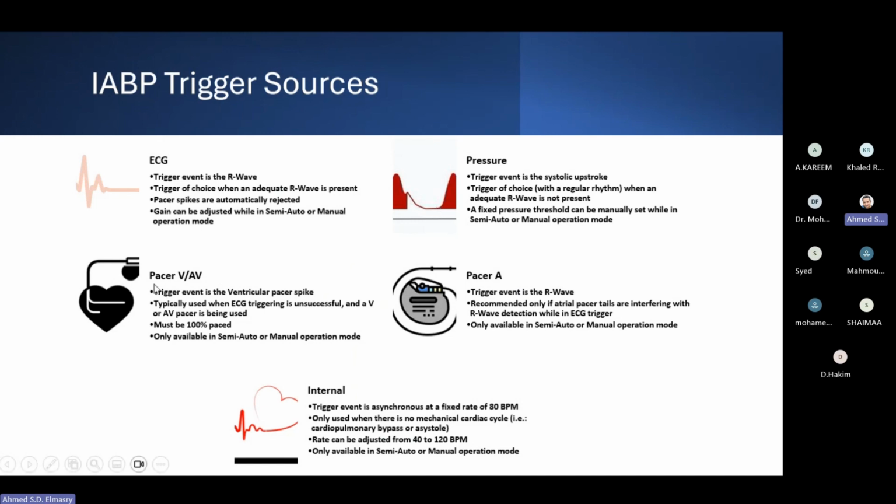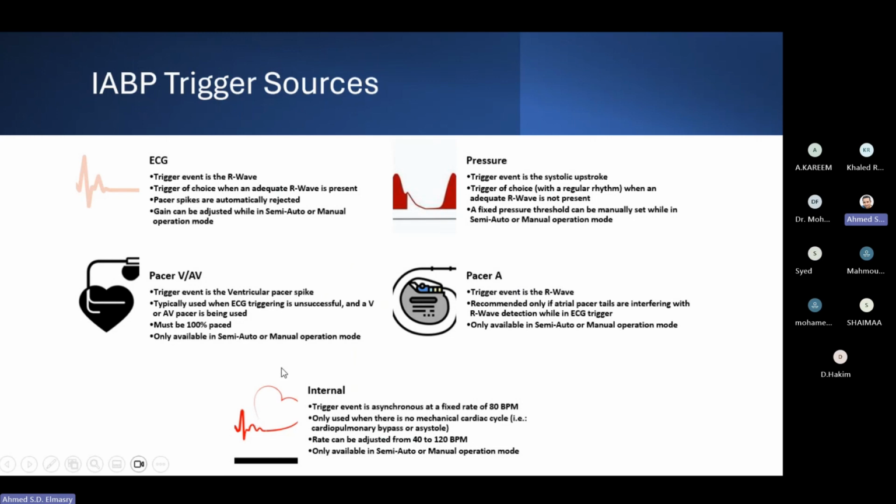And also the machine is able to use the paced rhythm to identify the signal to start the inflation and deflation of the intra-aortic balloon. And what is the internal mode? The internal mode is where the machine sets a fixed heart rate, okay? This fixed heart rate is like 80 beats per minute, so the machine can use it to start the inflation and the deflation.